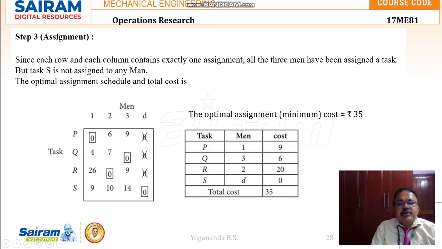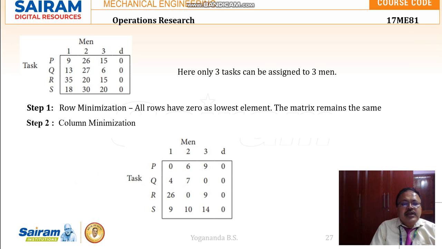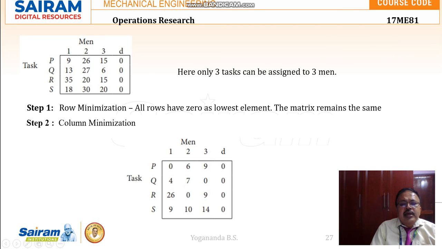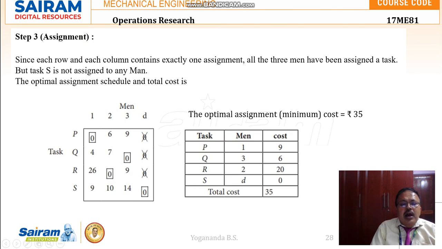The summation of the cost comes to 20 plus 6 plus 9, so 35 units. If it is in multiples of 10, it is 350; in multiples of 100, it is 3500 and so on. So this is how the assignment is made, so that finally all the 3 jobs P, Q, R will be executed by assigning these jobs to these 3 men in such a way that 35 is the lowest cost of performing all the jobs. Thank you.